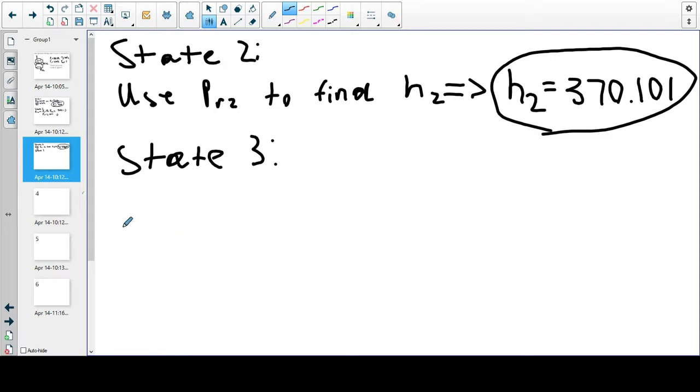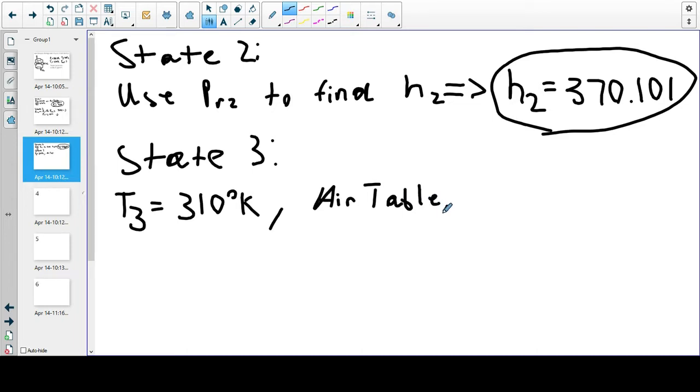And now we move on to state 3. State 3, we have a temperature of 310 degrees Kelvin, which is, for ideal air, all we really need to find our H value. Once again, the air table, A-22. And we know that we can find our H3 to be about 310.